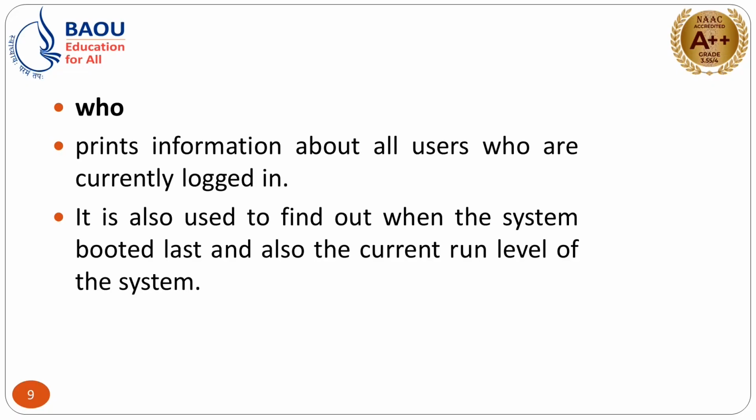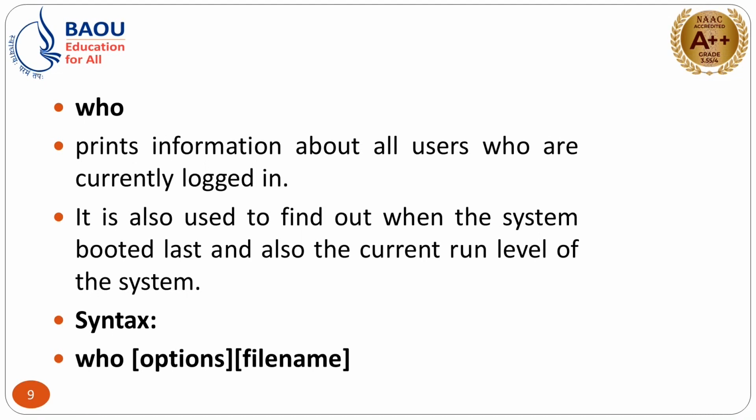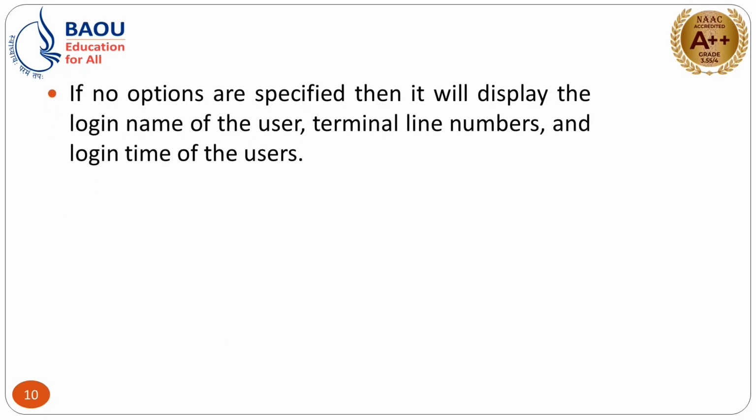Now apart from all this information, the who command will also give you information regarding when the system was last booted and the current run level of the system. So these are the additional information you can see with the help of the who command. What is the syntax? You can use the who command with options and the file name. We will see all the options one by one.